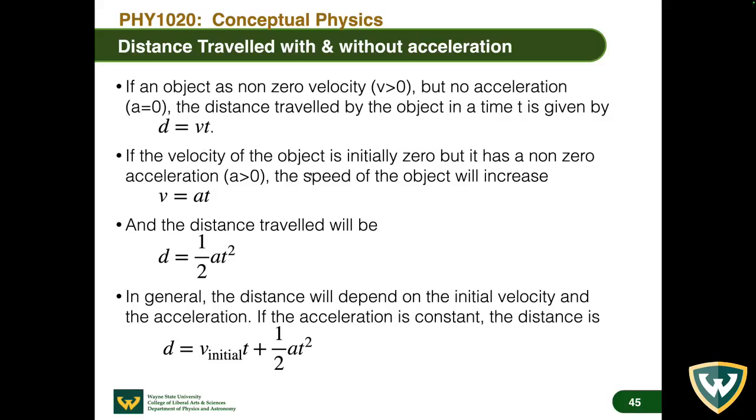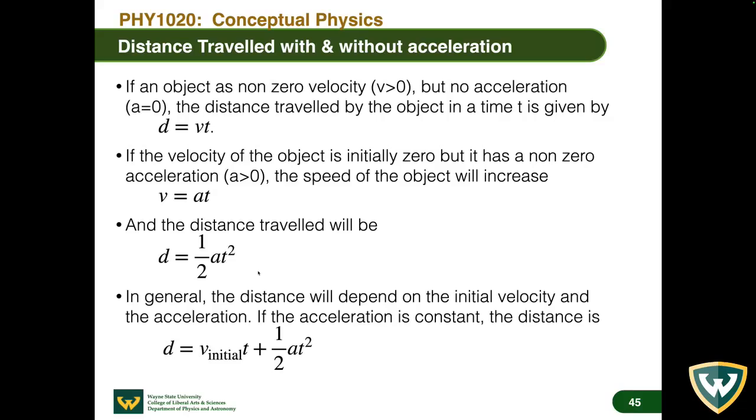Now, if the velocity of the object is initially 0, but it has a non-zero acceleration, so v equals 0 at first, but a greater than 0, then the speed of the object will increase. So v equals at. And the distance traveled will be d equals 1/2 at squared. We've done this reasoning already in week 1.